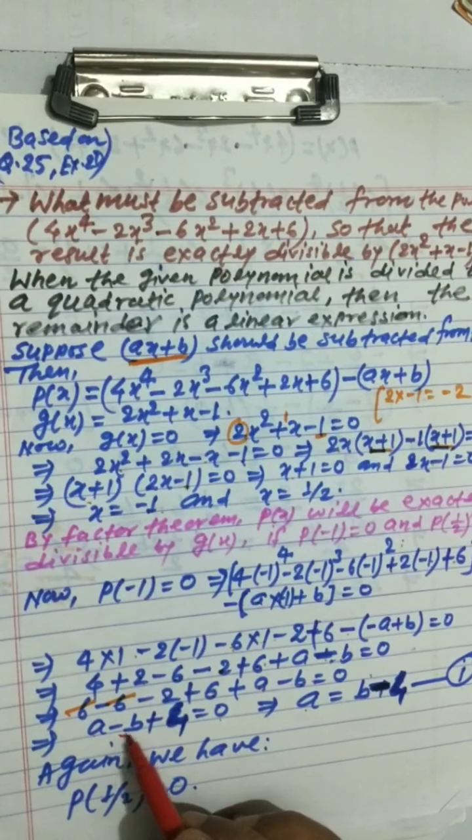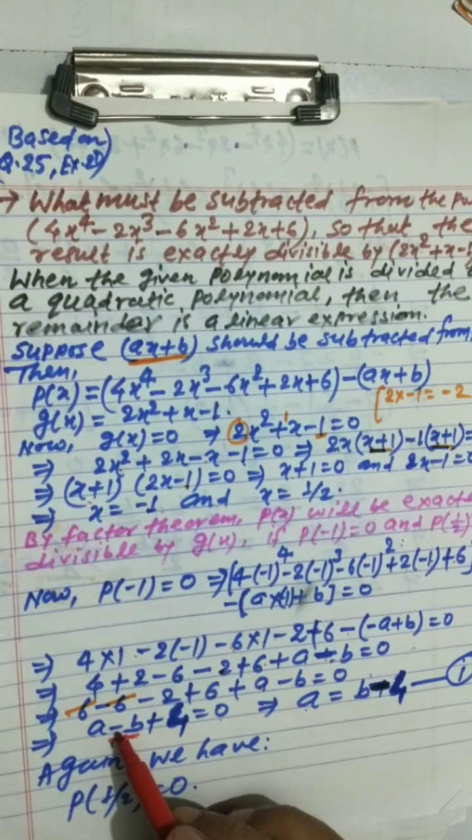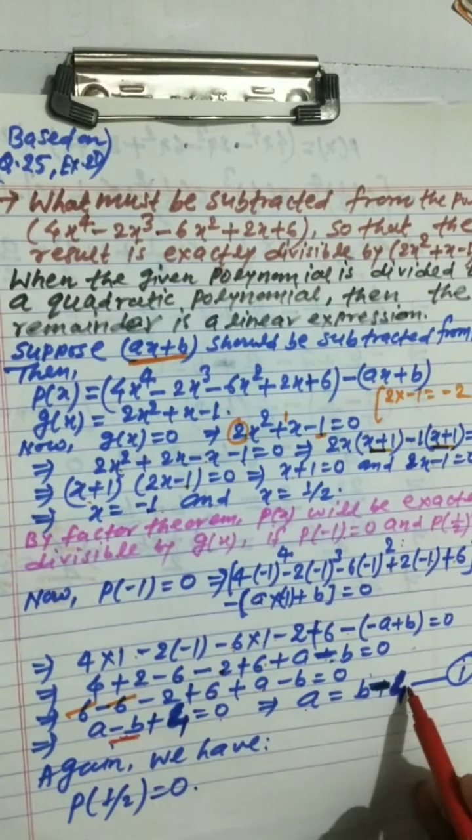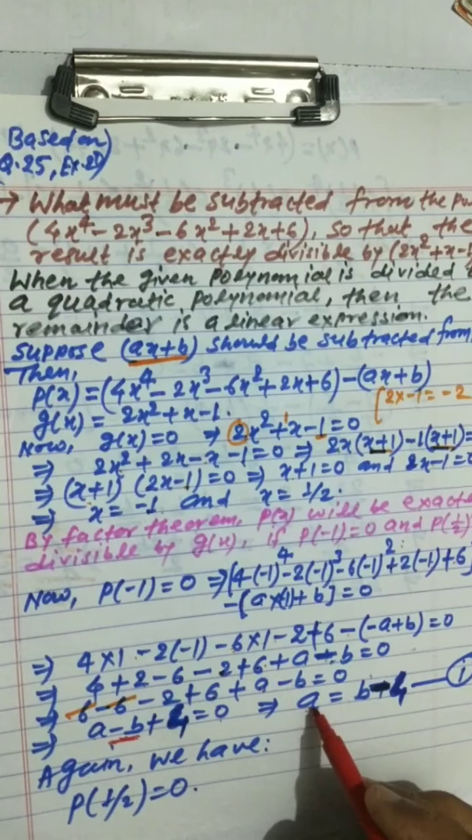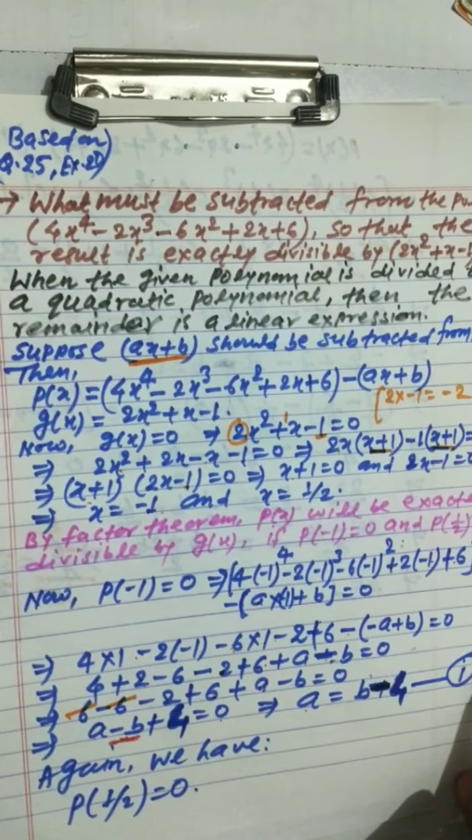We have transferred this b from LHS to RHS, so minus is there, so it will be plus b, and plus 4 when transferred it will be minus 4. And we have found the value of a in terms of b, which is a is equal to b minus 4, and let us consider it equation first. Now we have to take another value, which is p(1/2) is equal to 0.